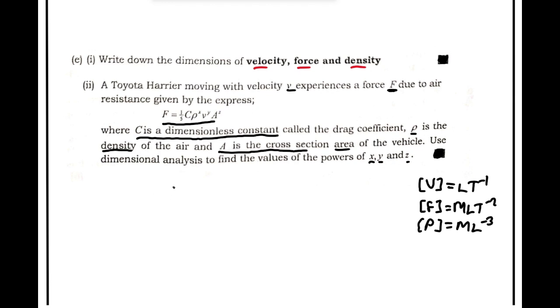So let me write our equation. F equals 1 over 5 C, our dimensionless constant. Then we have rho to the power x, v to the power y, and A to the power z. Now, the principle that we're using to get this equation and the powers of x, y, and z is the law of homogeneity. It states that for an equation to be valid, the left-hand side must have the exact same dimensions as the right-hand side. So that's the law that we're going to use to get the values of x, y, and z.